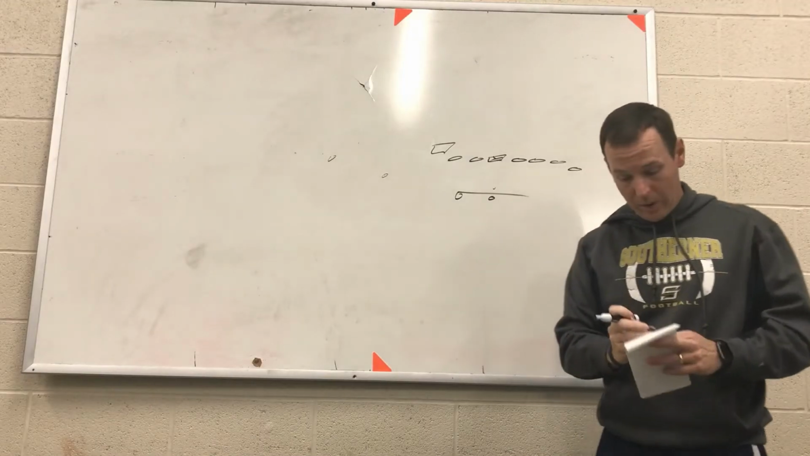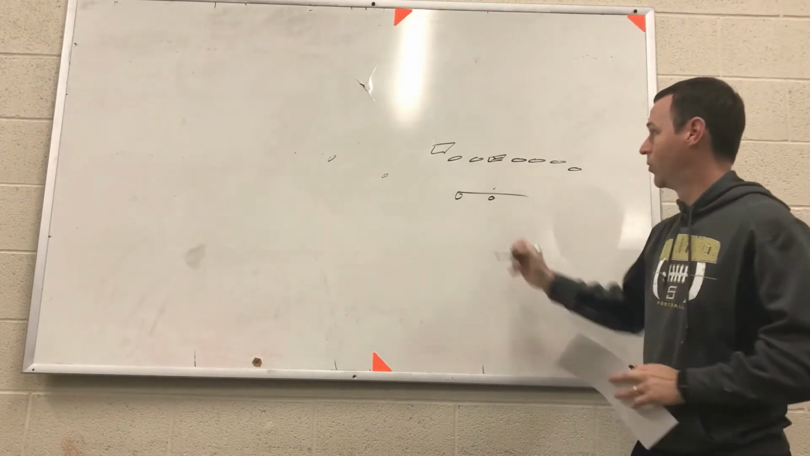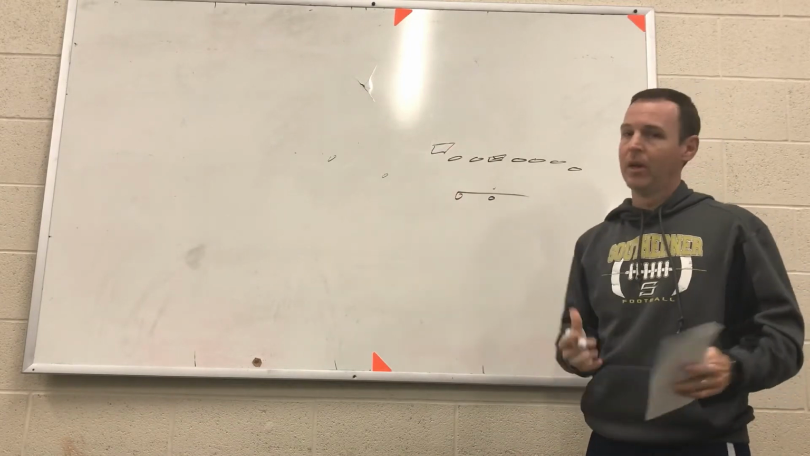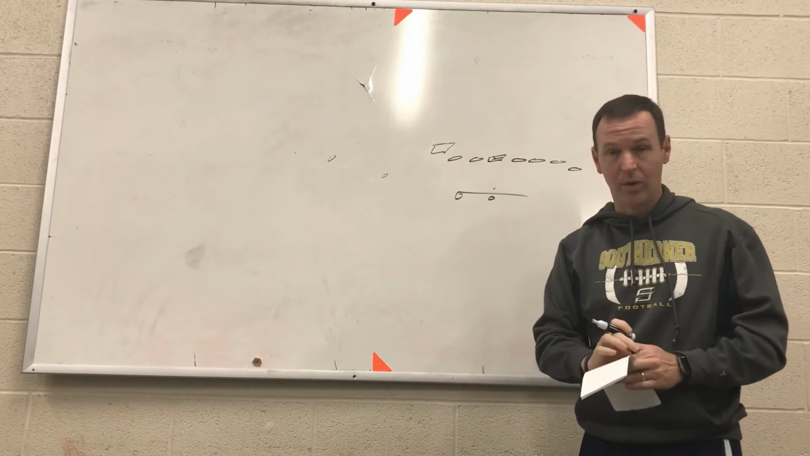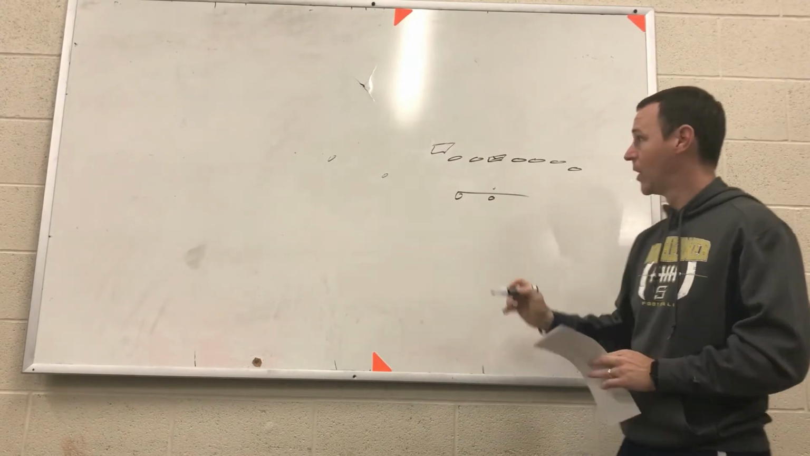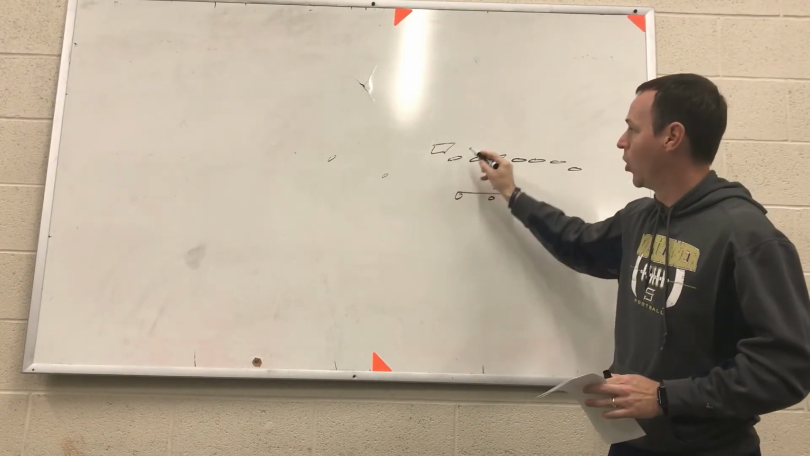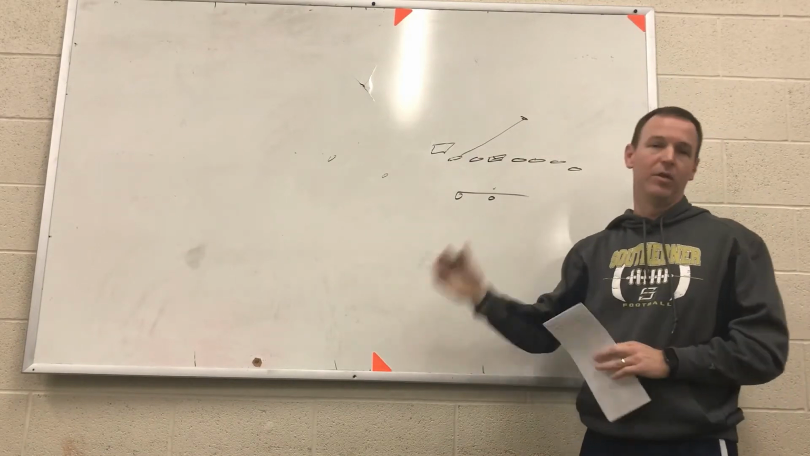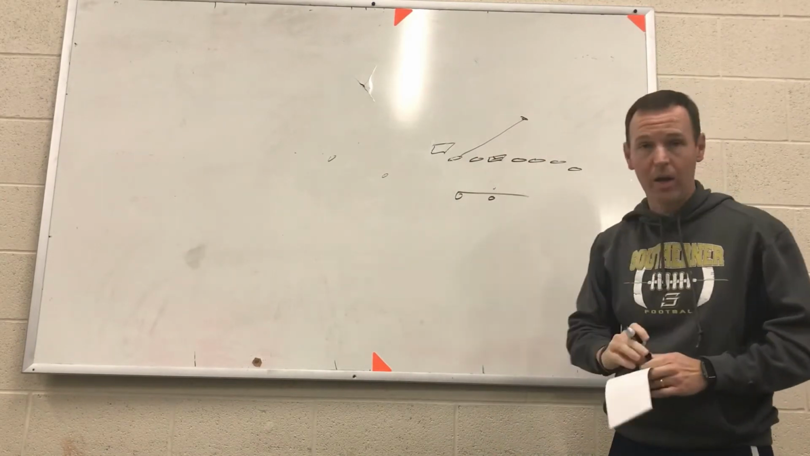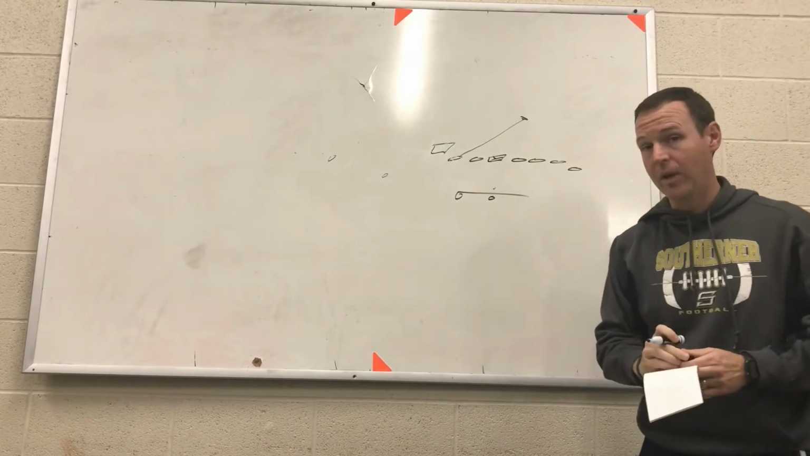The next read we really like to run with buck sweep is we'll just read the outside defender. If you guys run zone read or any type of reading that outside defender, it's pretty much the same concept. We just tell this guy a tag word, which will send him on here. He's going to go pick up first thing he sees. Half the time he never makes a block. If he does make a block, it can end up being a big play.